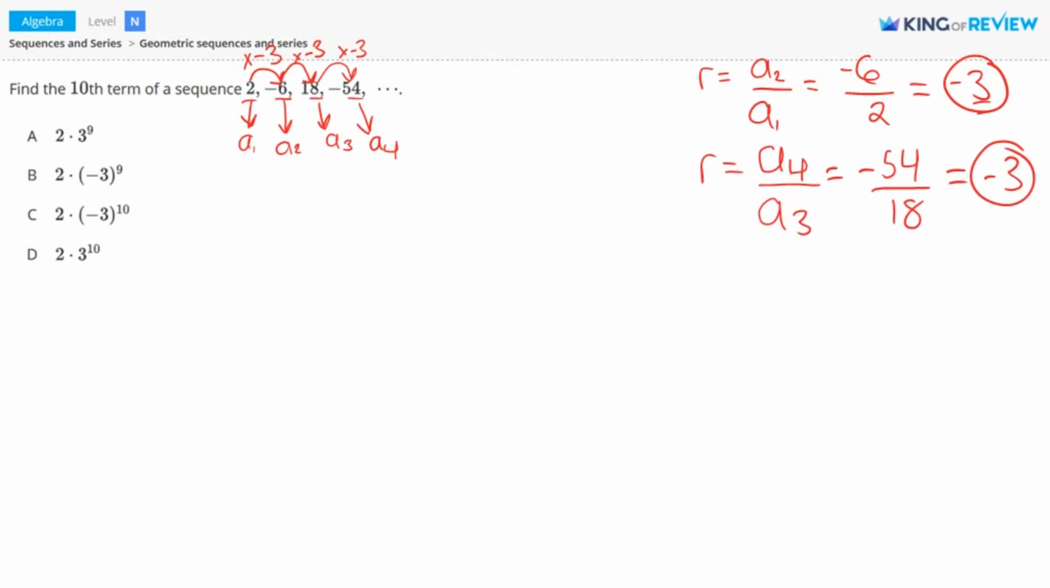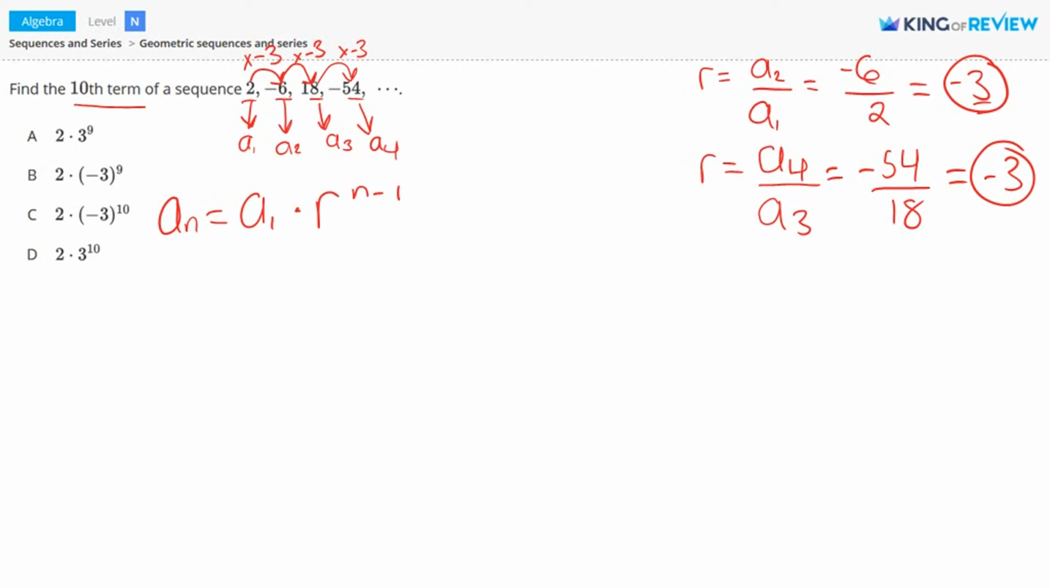Which is what we found here. So we're asked to find the 10th term that's in this sequence. We're given the first 4 terms, but if this sequence of numbers continues, we want to know what the 10th term is. To do this, we'll use the rule for a geometric sequence. This rule is A_n equals A1 times r to the n minus 1 power, the nth term of a geometric sequence with A1 as the first term and r as the common ratio.